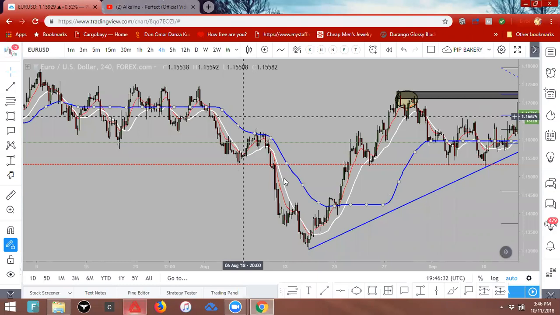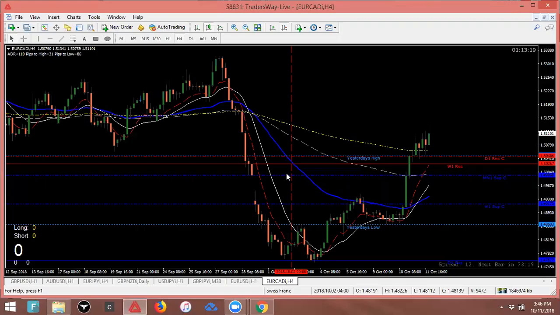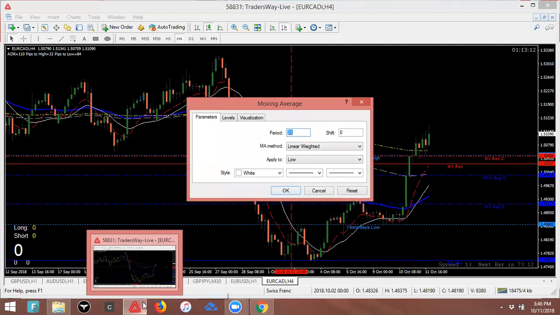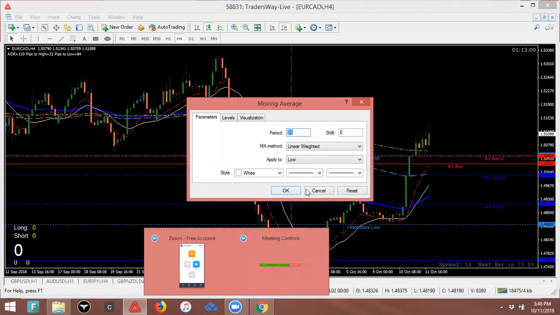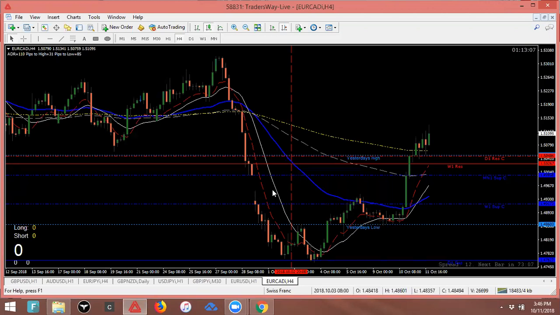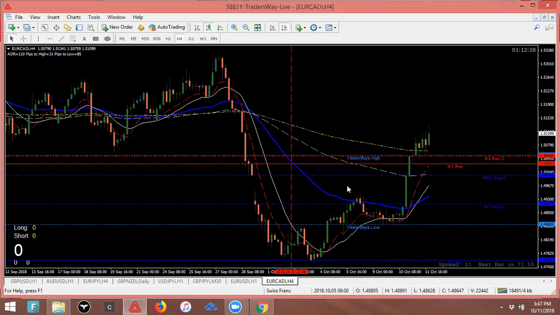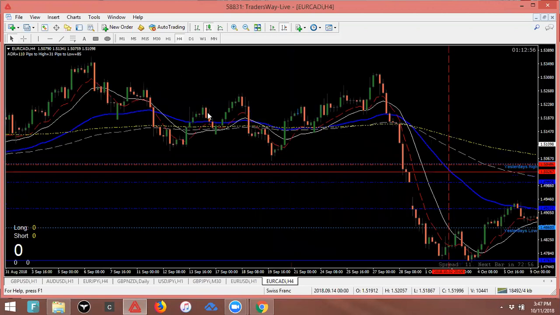So what was on 27 minutes so far? All right, bet it's not that bad. All right, this is my white one, 21 linear weighted low, and then the red one. Don't worry about these two; you'll get that later.